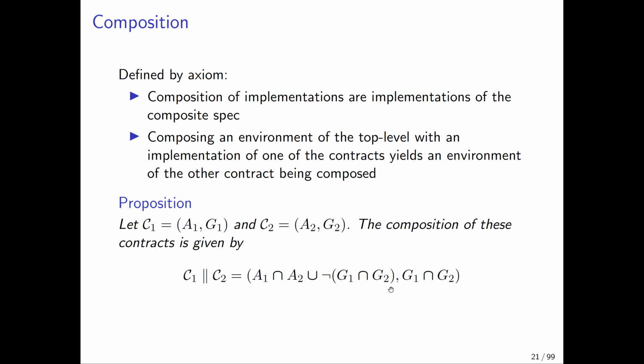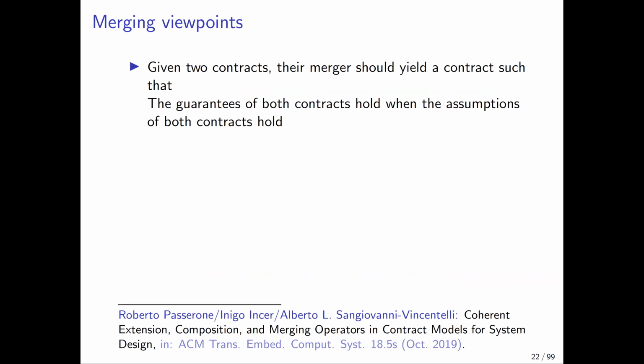Okay, in my opinion, in order to obtain intuition about this, one has to go to the axiom, but we can prove that this is a correct instantiation of that axiom, right? In any case, composition is the operation that allows us to build systems out of subsystems, right? So this was our one operation introduced by axiom. And the last operation that I would like to mention regarding the basic operations of assume-guarantee contracts is something that we call merging, okay?